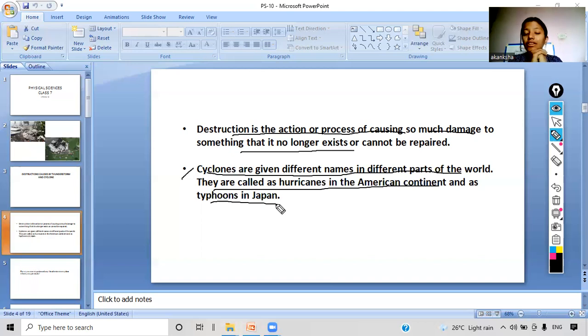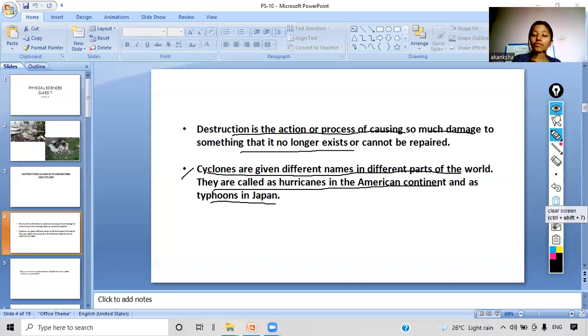So here, this line is only talking about the cyclones. We commonly know it as a cyclone, but in different regions there are different names for the cyclone. So what does the American continent call these cyclones? They call them hurricanes. And in Japan, what do they call them? They call them typhoons. Yes, very good. So now you are clear how these cyclones and thunderstorms cause destruction, and how cyclones have different names in different parts of the world, right?